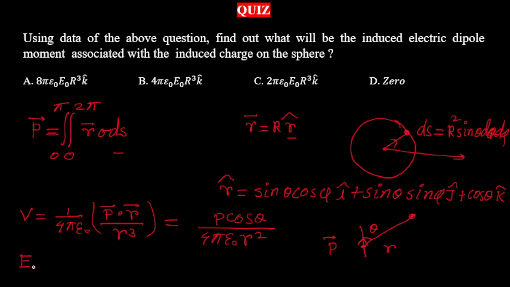To check, you have to calculate the theta component at the surface of the conducting sphere. How do we calculate the theta component? Using this definition, minus 1 by r, we have to take the partial differentiation with respect to theta, and then finally put r equals capital R. So do this exercise and write the answer in the comment box. You have to write two answers in the comment box. One is what will be the induced dipole moment, one of these options, and second, you have to calculate the theta component of the electric field at the surface of the conducting sphere.